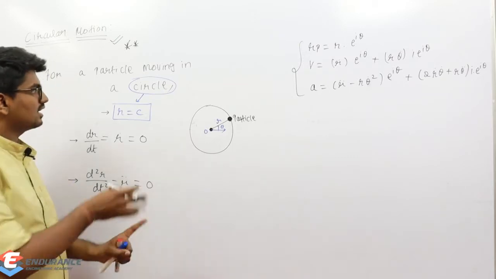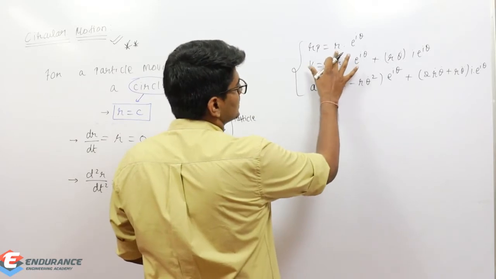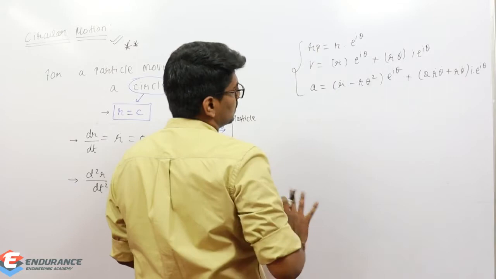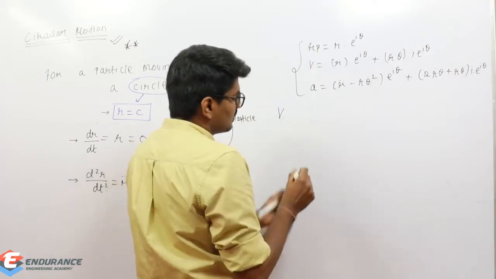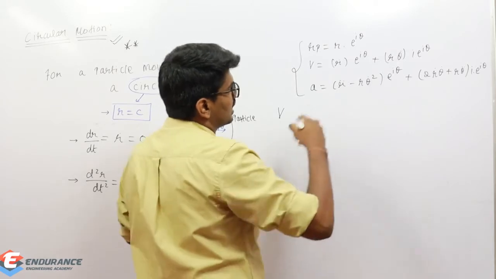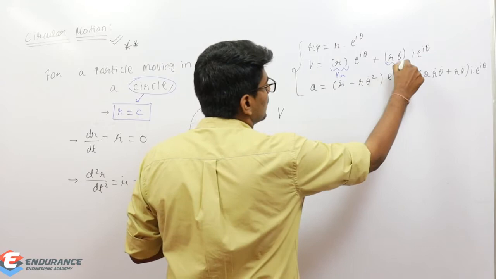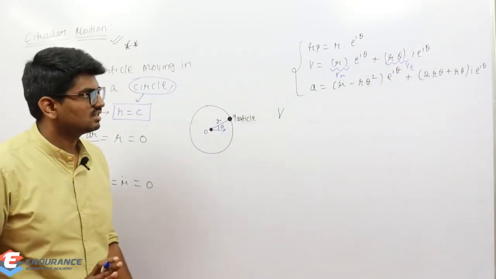Now we identified that r is constant. So if I take the position vector, since r is constant, this position vector depends only on theta. That we already know, well and good. Now coming to velocity. Velocity has 2 different components: one is radial velocity and another is tangential velocity, which we already discussed in the last video.